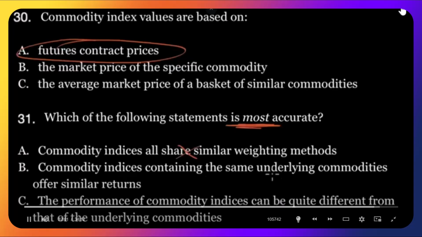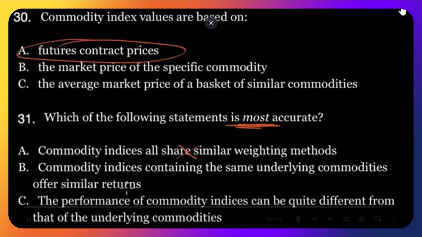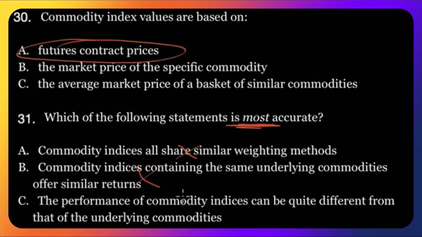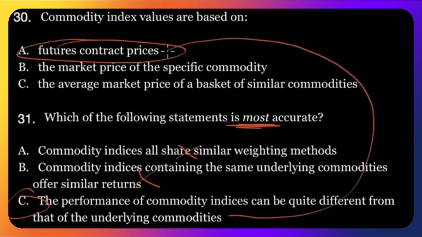Commodity indices containing the same underlying commodities offer similar returns. Well, no. You can have two indices that have the same underlying components but have different weighting methods. So the weighting, as we've already seen if you've been through the regular lectures I did on this one in the playlist, can result in different returns based on how you weight them. C. Performance of the commodity indices can be different from that of the underlying commodities because they use futures contracts.